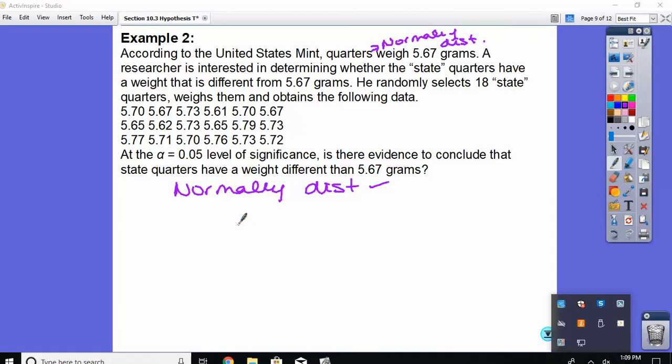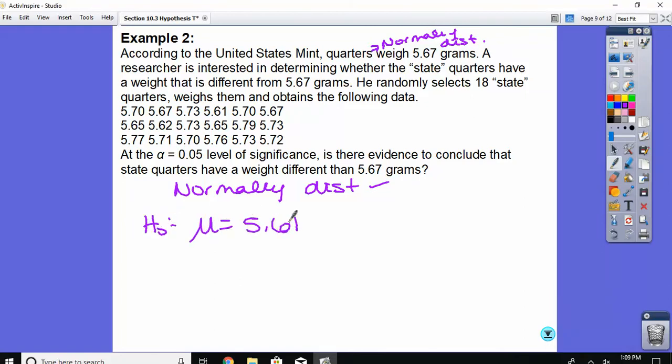5.67. Oh, we should write our hypothesis before we do this. What's my null hypothesis? Mu equals 5.67. The alternative, what am I trying to decide? If it's different.